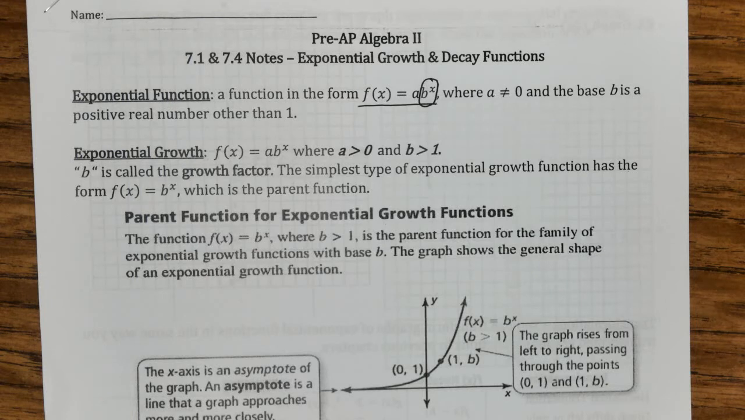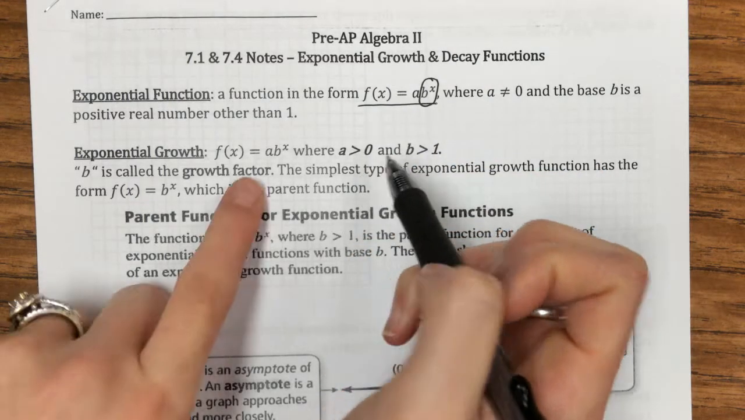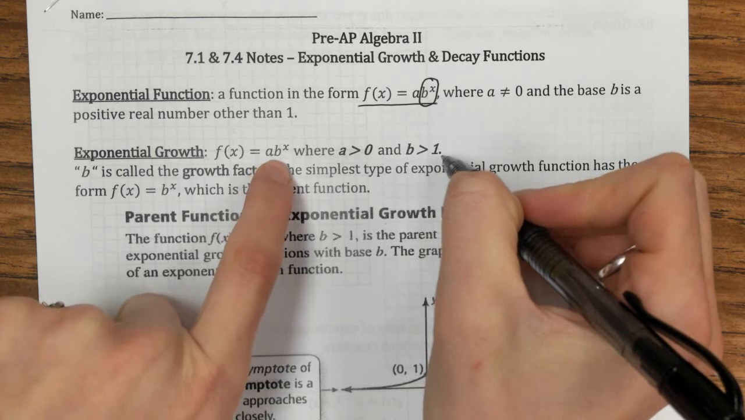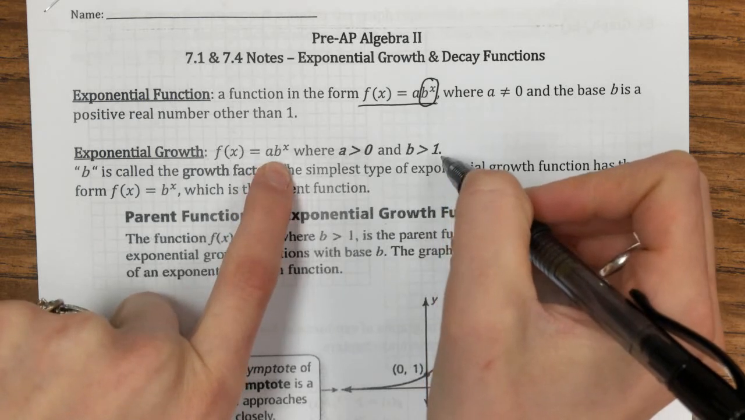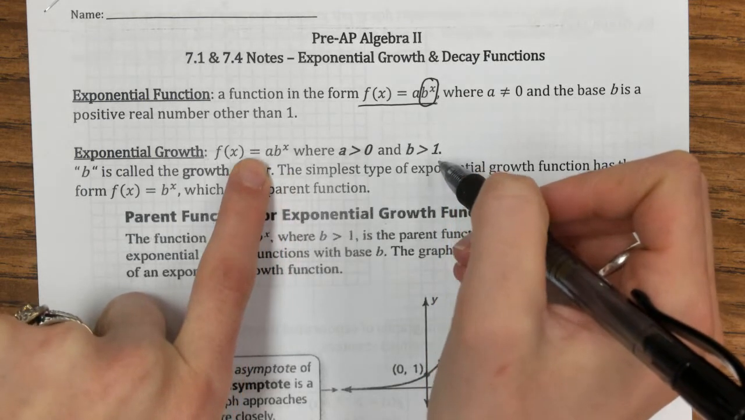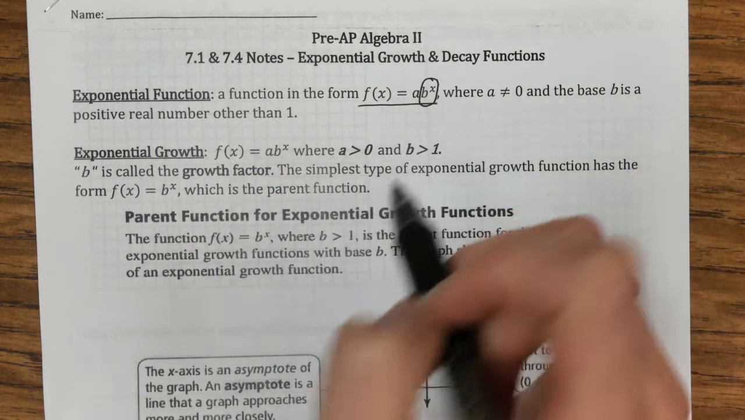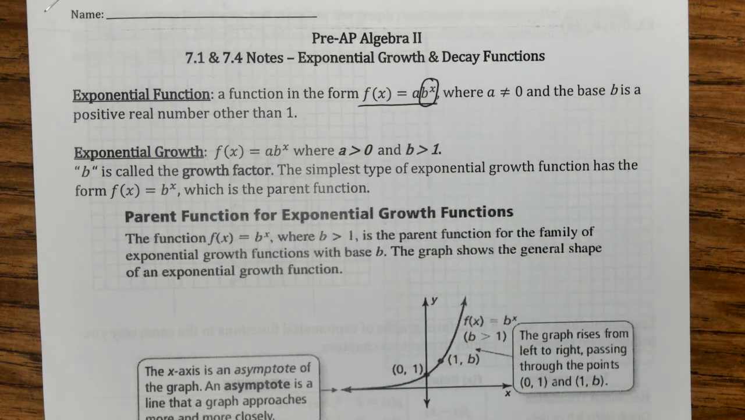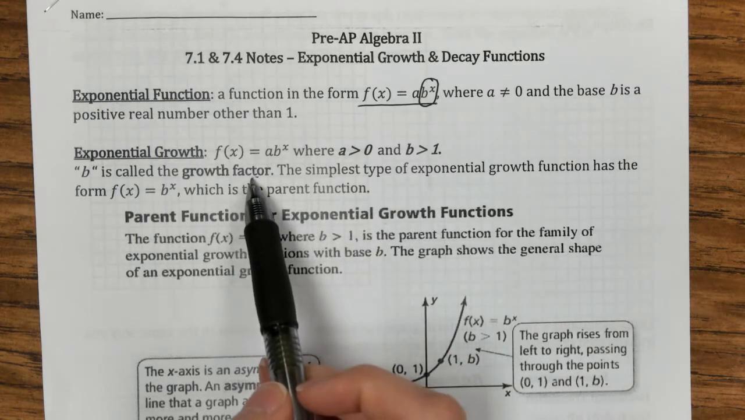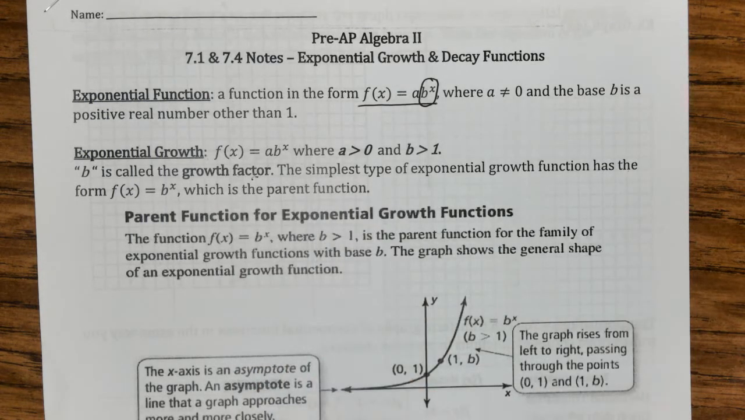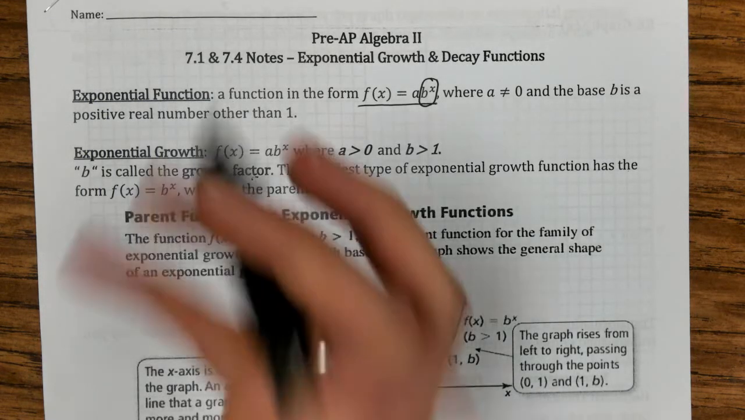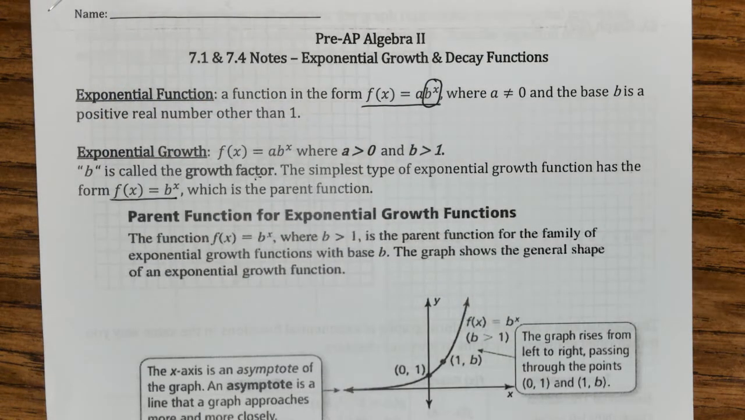For you to have a growth, what mainly happens is this b, your base, is greater than 1. Okay? A's got to be greater than 0. B has to be greater than 1. B is... Sorry, do I do long division and stuff like that? No, you do not do 1 or 0. Okay, so b is your growth factor. The simplest type of an exponential growth function has the form f of x equals b to the x. So that's your parent function.